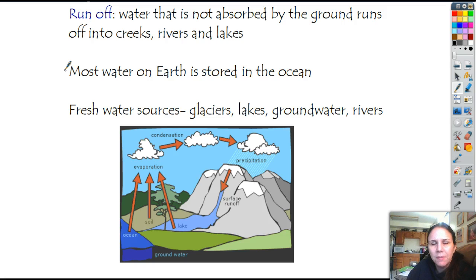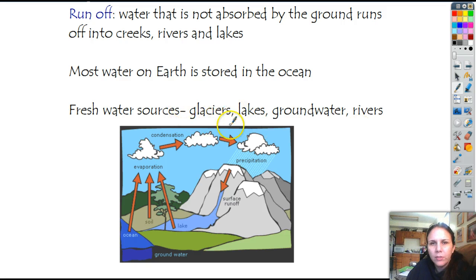Now, most of the water that we find on Earth is stored in the ocean. As you know, 70-75% of the Earth's surface is covered by ocean. But that's all salty water, which we cannot drink and do anything with. So we rely on the freshwater sources such as glaciers, lakes, and groundwater. There are big pockets of water underneath the earth, and rivers. Those are our freshwater places that we can get drinkable water from.